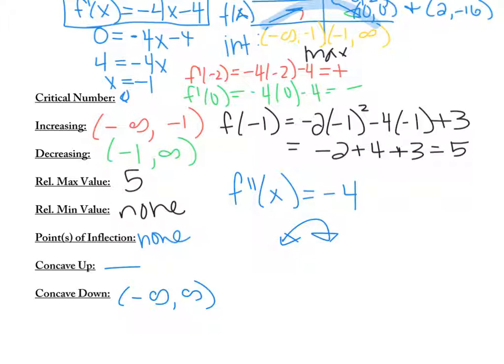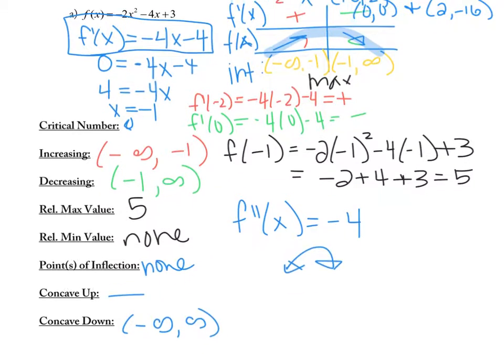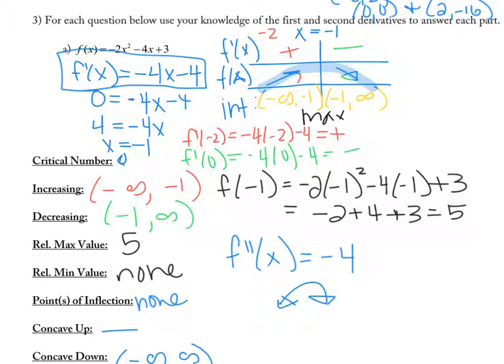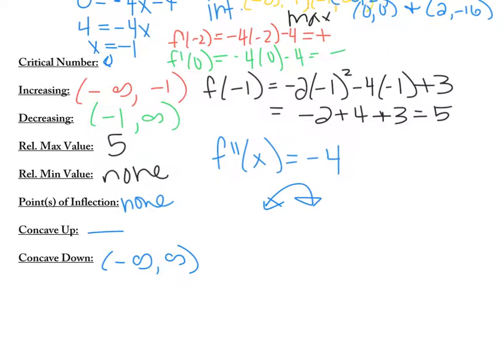And if you go back to the original problem, notice that it was negative 2x squared. Well, if you remember, negative 2x squared is going to be a quadratic. A quadratic is a parabola, and if it's negative, that means the parabola opens down. So we have to be concave down everywhere. So if this number is positive and it's just a constant, then that means concave up everywhere. If this number is negative, that means concave down everywhere.